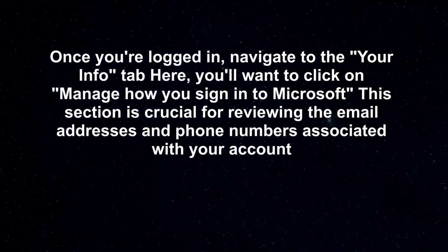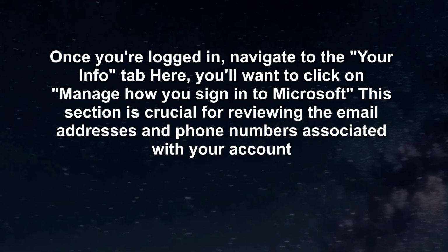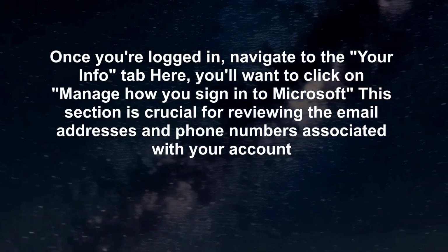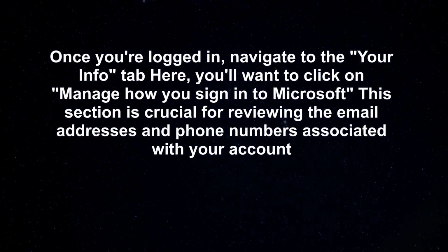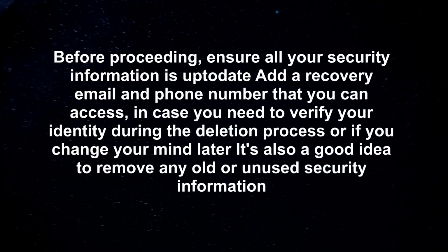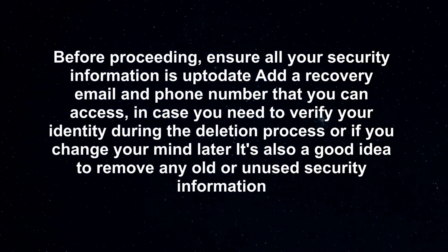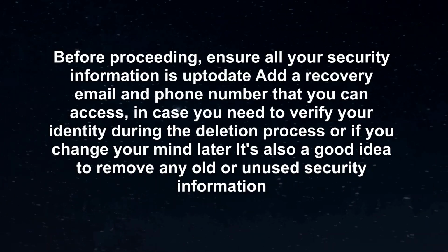Once you're logged in, navigate to the Your Info tab here. You'll want to click on Manage how you sign into Microsoft. This section is crucial for reviewing the email addresses and phone numbers associated with your account. Before proceeding, ensure all your security information is up to date. Add a recovery email and phone number that you can access.